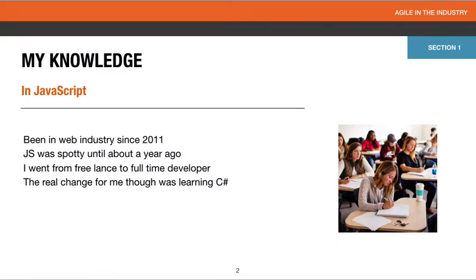So coming into this class, I did have a fair amount of JavaScript knowledge already. I've been in the web industry since 2011, but frankly, my JavaScript was very spotty until about a year ago. I became a full-time web developer, and in that, I knew how to manipulate JavaScript. I could take what somebody else had created, but I really honestly was not comfortable at all in creating my own. What happened is I started working with it more.